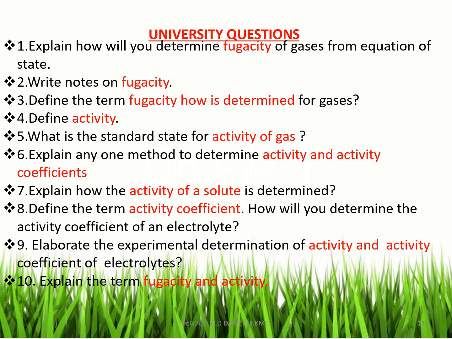And this is the one: explain any one method to determine activity and activity coefficients. Another question, explain how the activity of solute is determined. Another question, define the term activity coefficient. How will you determine the activity coefficient of an electrolyte? And another question, elaborate the experimental determination of activity and activity coefficient of electrolytes. Another question, explain the term fugacity and activity. These are some of the questions asked frequently in the university examination.